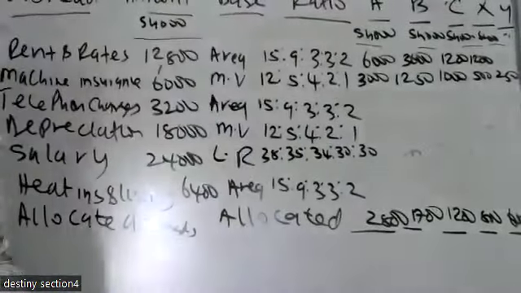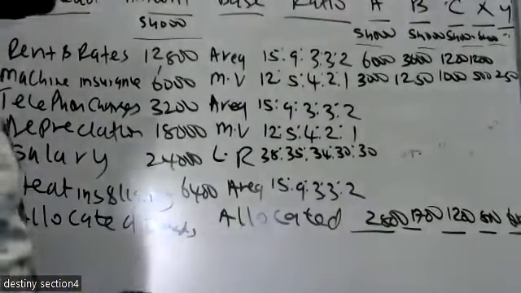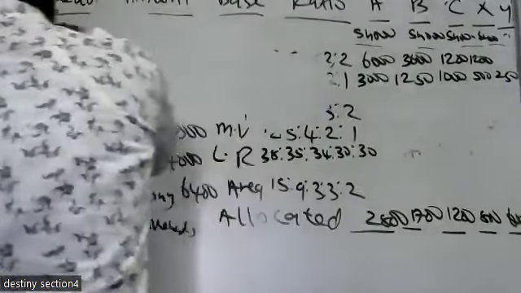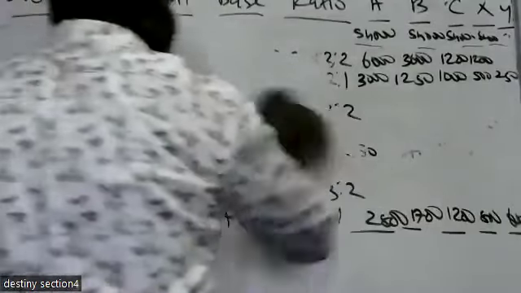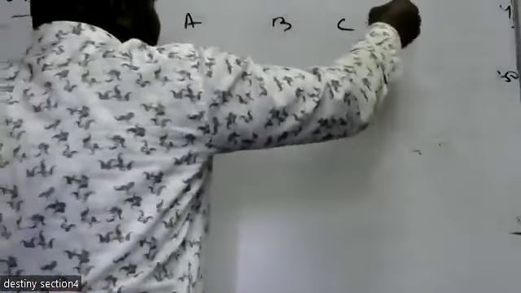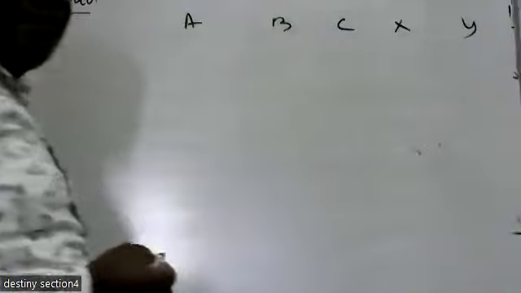So that should be there, but we should also compute the overhead absorption rate. Sorry, the redistribution of those overheads. So that's the way you have calculated the totals. So there is A, B, C, X, and I just need the totals.